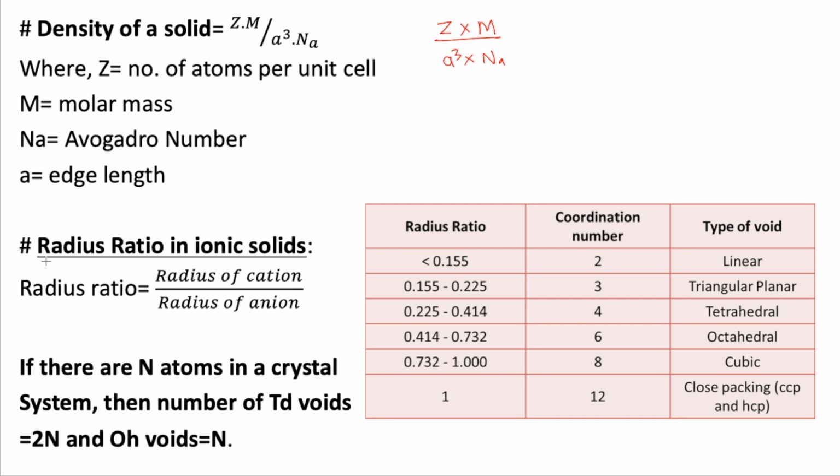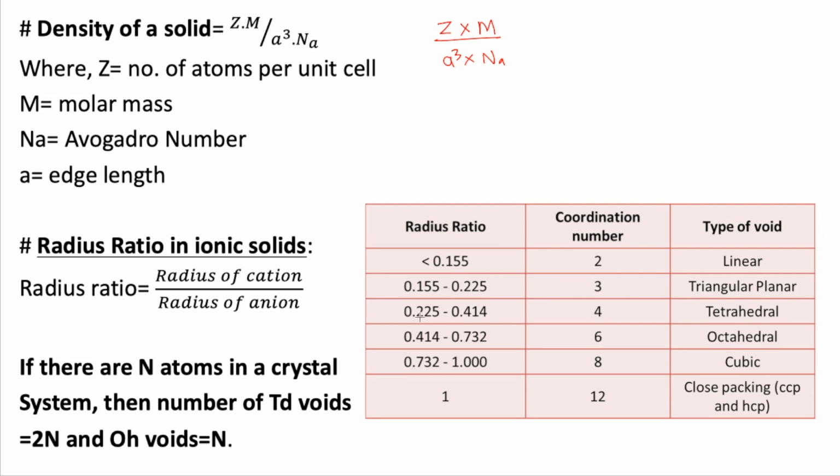There is one more thing called the radius ratio rule, or radius ratio for the ionic solid. So radius ratio tells you about the coordination number, that is, how many atoms are going to surround a particular atom. If the radius ratio is less than 0.155, then the coordination number is 2 and the type of void will be linear. Whereas if the radius ratio is between 0.155 to 0.225, then the coordination number is 3, and the type of void is trigonal planar.